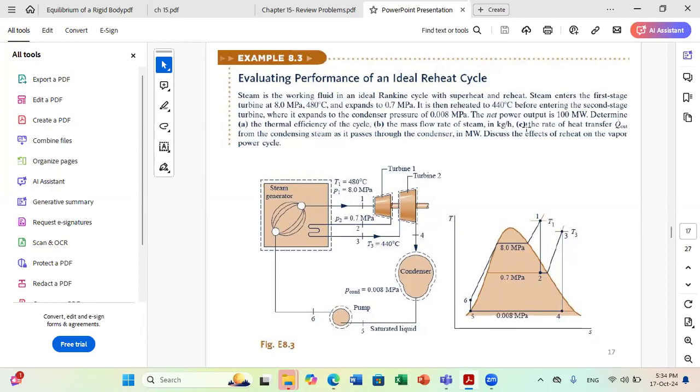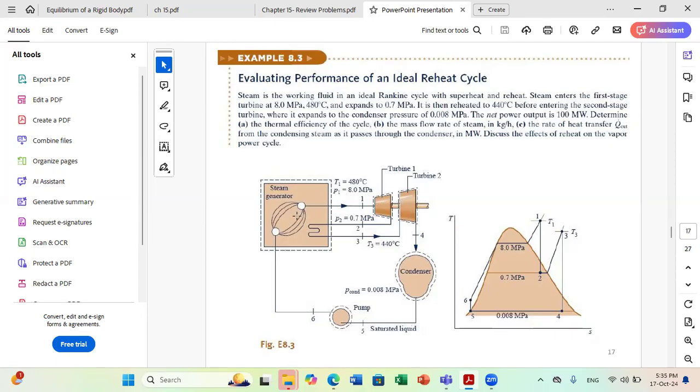Now, the net power output of this system is 100 megawatt. We want to determine the thermal efficiency of the cycle, the mass flow rate of steam, and the rate of heat transfer from the condensing steam as it passes through the condenser in megawatt. And this will help us, by comparison with the previous problem, to discuss the efficiency of including this modification to our conventional Rankine cycle.